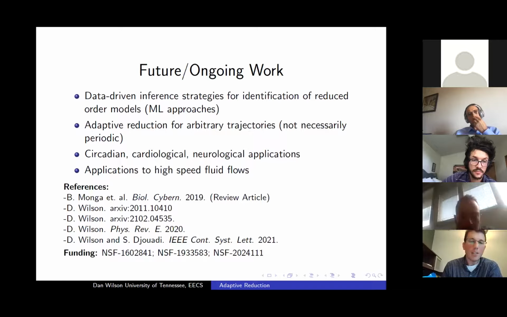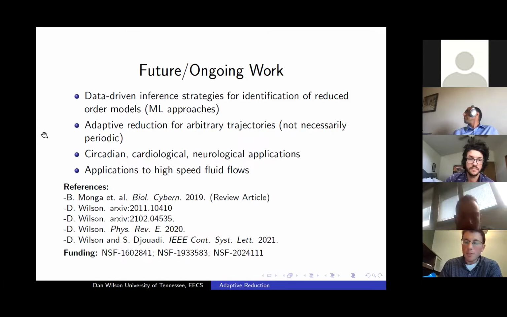So just really briefly, some future and ongoing work. In most of the applications I showed today, in order to implement these adaptive reduction strategies, you need the model equations. In real life, usually you just have data. So it's important to be able to infer these types of reduced order equations from observable data in the case where you don't have the equations available. And there are some various approaches. One that looks promising is this machine learning based approach, essentially to get the right coefficients on the reduced order model. So that's something that's going on as we speak.